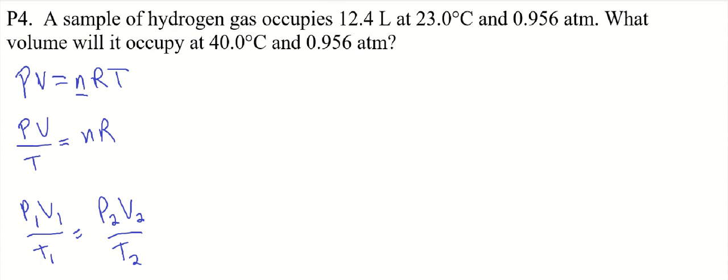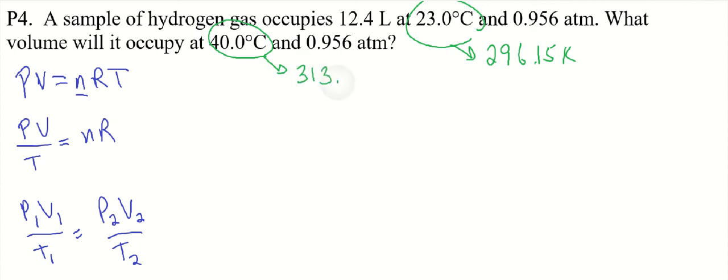And before we use it, we have to change all the Celsiuses to Kelvin by adding 273.15, and that's going to give us 296.15 Kelvin. And then let's do the same thing for 40. 40 plus 273.15 is 313.15 Kelvin. All right, we need to use Kelvin in all our gas laws.